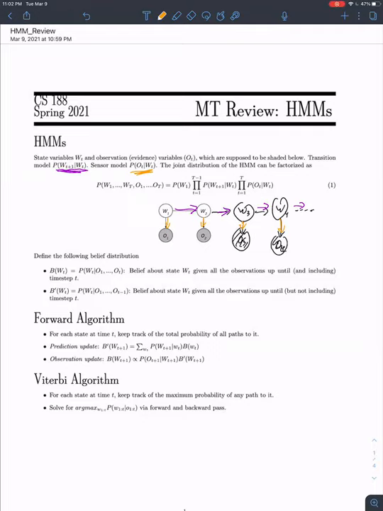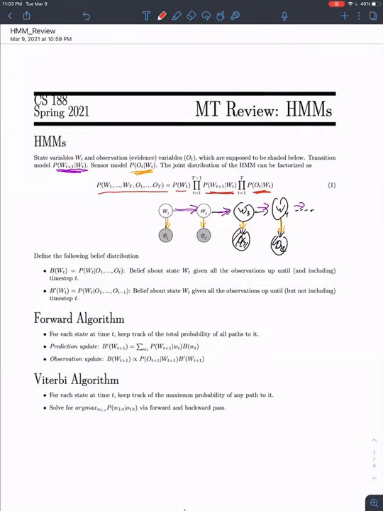And there's this joint distribution of the hidden Markov model that you can factorize nicely. That's just probability of all the worlds and all the observations: the initial world, and then the next world given the previous world, and the observation given that world. Those are all things that we are given. So we're interested in this problem of state estimation. Given that we can see the O's, what are the W's?